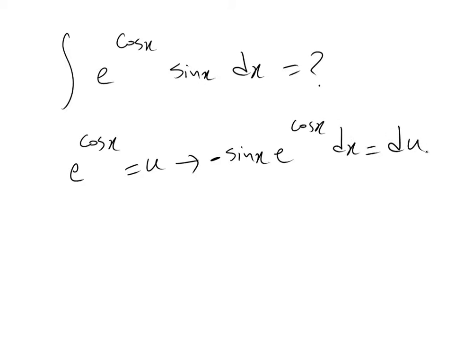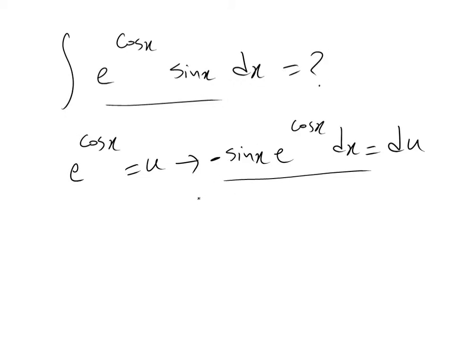Okay, if it is not clear to you how to calculate this derivative, that is the derivative of e to the power of cosine x, write in the comment section and I will explain how to do that. Okay, so now if you compare this expression with what you have here, you see they are very similar. The only difference is this minus sign.